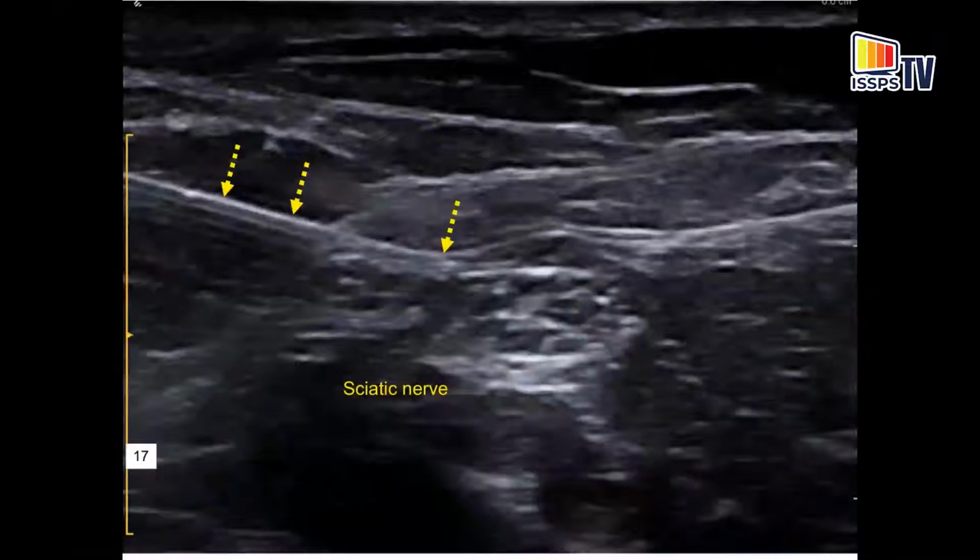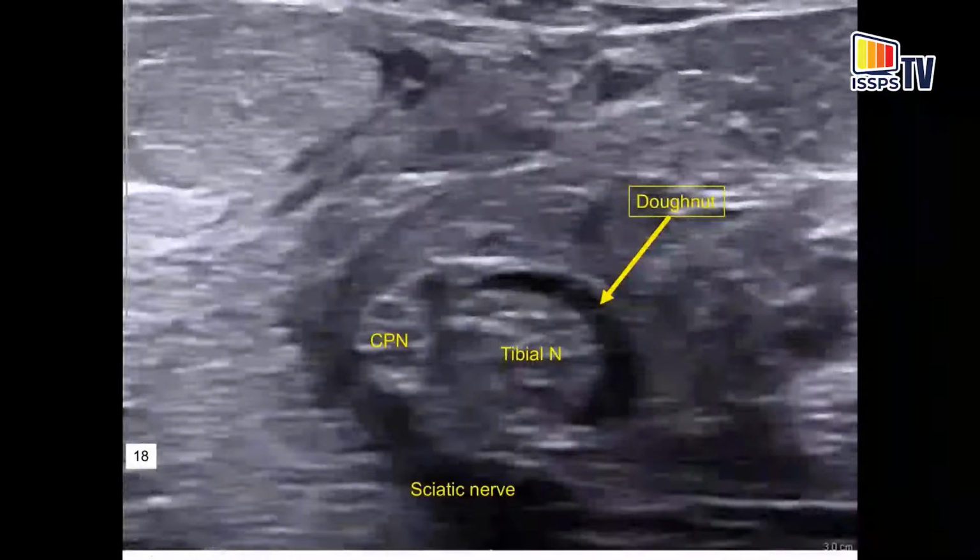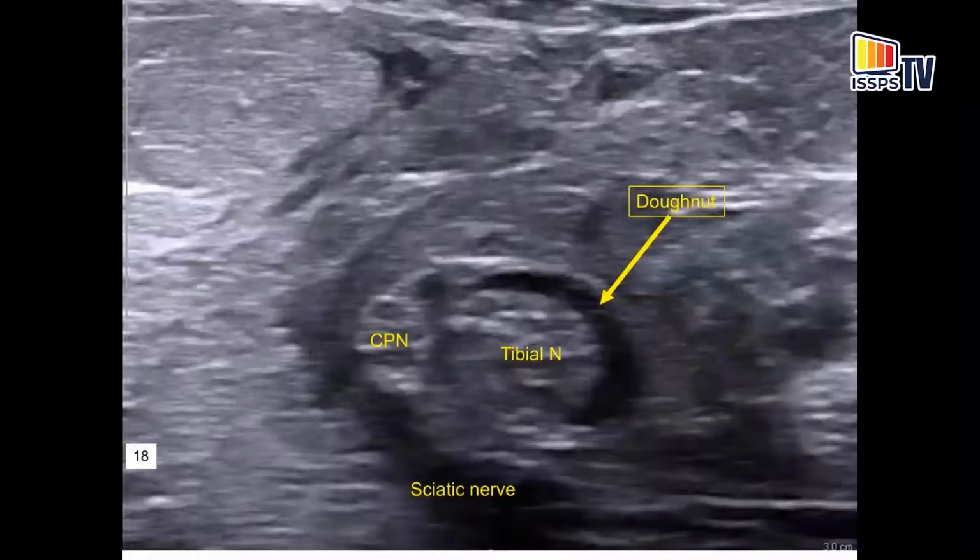We can see a sciatic nerve block under ultrasound. The needle tip is seen outside the nerve. This is the common peroneal nerve, and this is the tibial nerve, or the sciatic nerve. After injecting, a donut sign was found surrounding the sciatic nerve at the tibial nerve border.